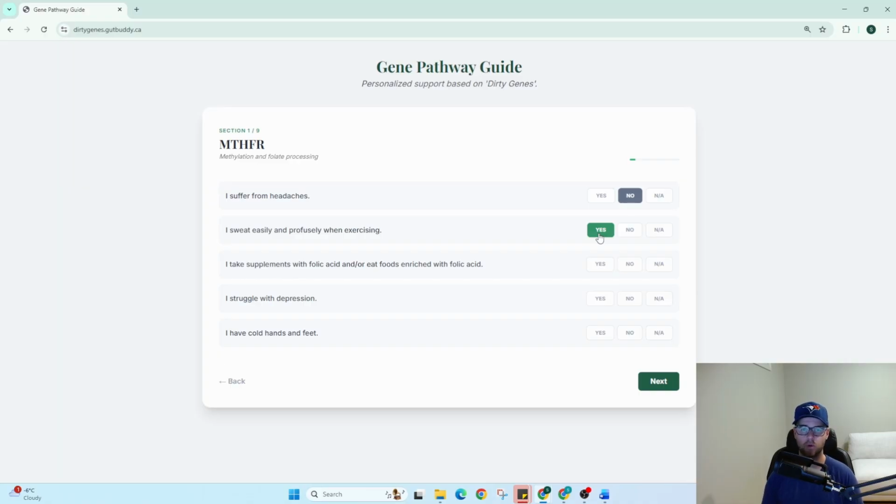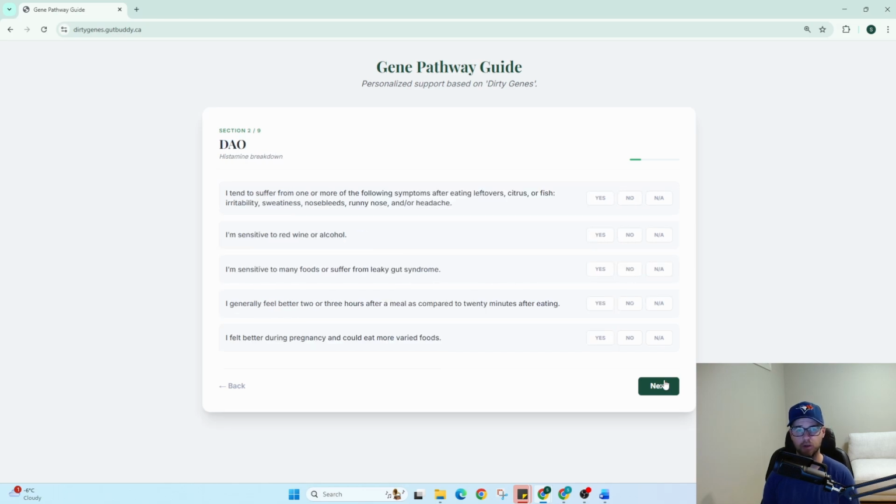If you are in North America and you are eating a lot of bread, cereals, pastas that have been enriched, and you'll see it right on the back of the food packaging that says it's an enriched grain, that does mean that it's folic acid. Folic acid is a synthetic version of folate. And so it's something that can cause issues. I don't typically have that in this example, and so I'm going to say no. I struggle with depression. No. I have cold hands and feet. When you're done with that section, you can hit next and you move on to the next one.